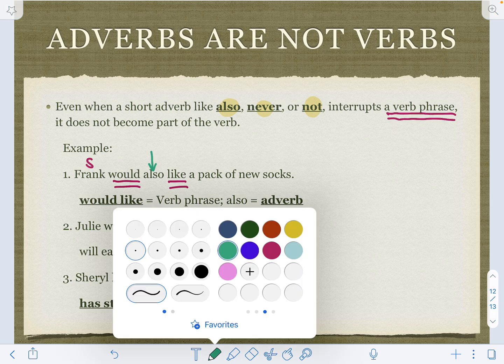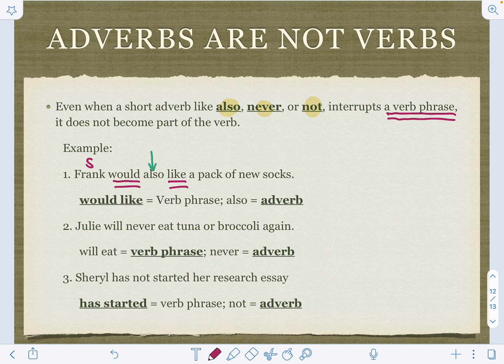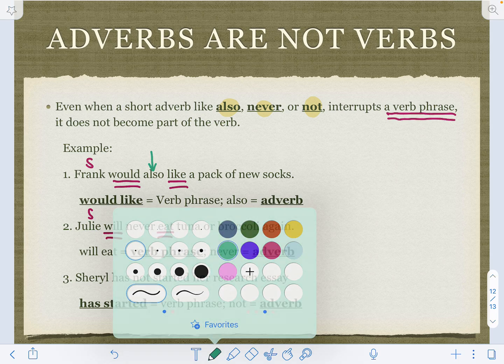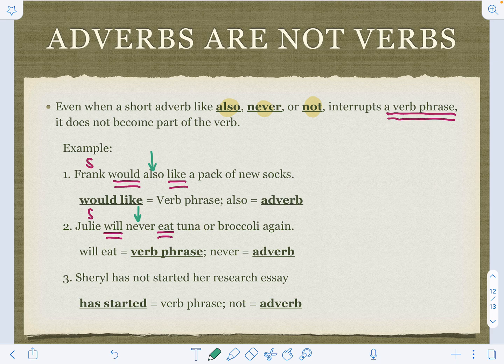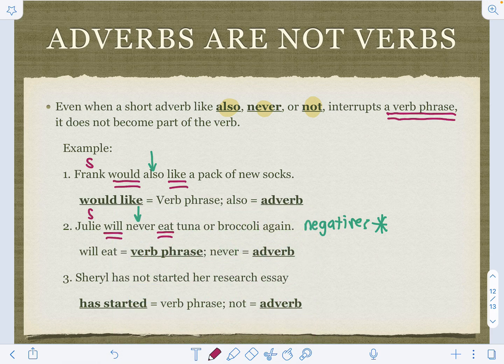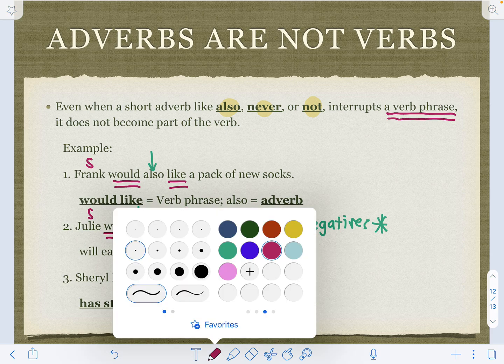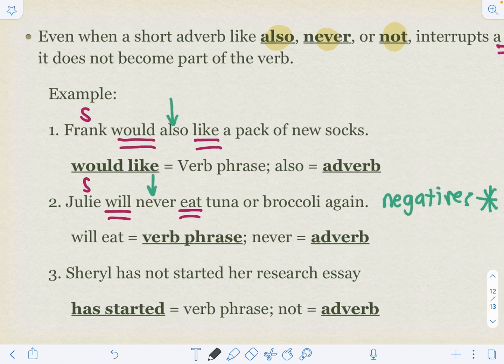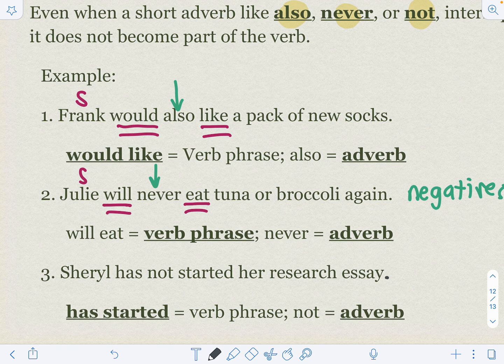Number 2, Julie will never eat tuna or broccoli again. We have Julie as my subject. I have will eat as my verb phrase. And notice my adverb never, one of the negatives, interrupting the verb phrase in the middle of it. Last but not least, we have Cheryl has not started her research essay. My apologies, I forgot to write a period at the end of the sentence. You can add that in.